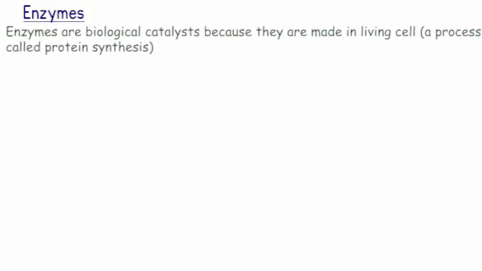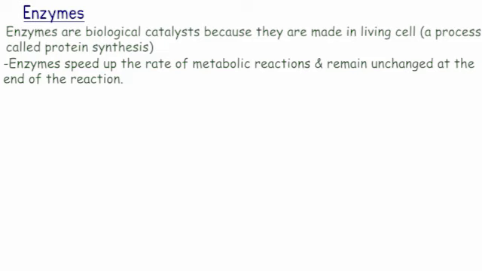Okay, now enzymes are protein in nature and they catalyze metabolic processes. Now I'm sure most of us know that a catalyst speeds up the rate of a chemical reaction. So enzymes are basically biological catalysts because they are protein in nature, and they are made by our living cells in a process called protein synthesis. So just like any other catalyst, enzymes speed up the rate of metabolic processes and remain unchanged at the end of the reaction.